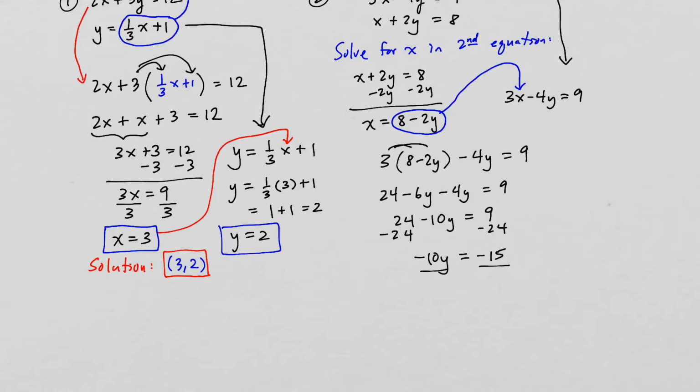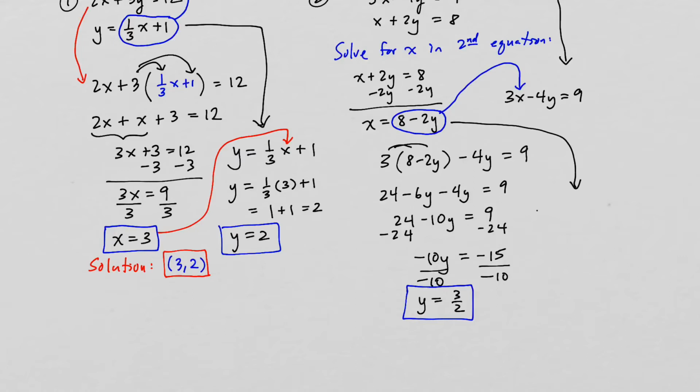And then dividing both sides by negative 10, we end up getting y equals 3/2. Now, if y equals 3 over 2, we can substitute that back into our original substitution. So what I mean is I'm going to take y equals 3 over 2, and we're going to plug that in to the original substitution that we made, which was right here.